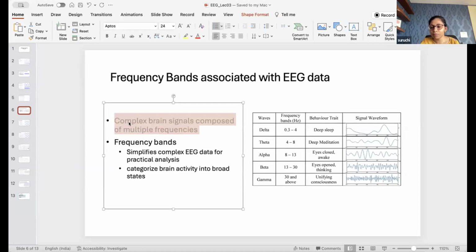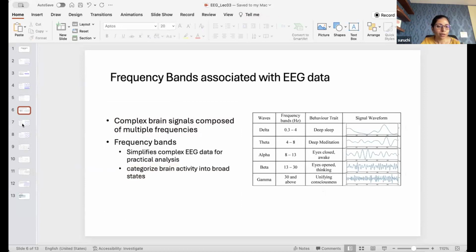Now EEG, we know now that it's not a singular frequency. It comprises multiple frequencies together. We'll see how that looks in a plot. So to simplify that for analysis, we came up with bands: if it's a mixture of something between 0.3 and 4, we'll call it delta, but it's still a mixture. This also helps us categorize brain activity in broad states, like deep sleep or meditation. It's a biologically relevant category. So that's why we do it.